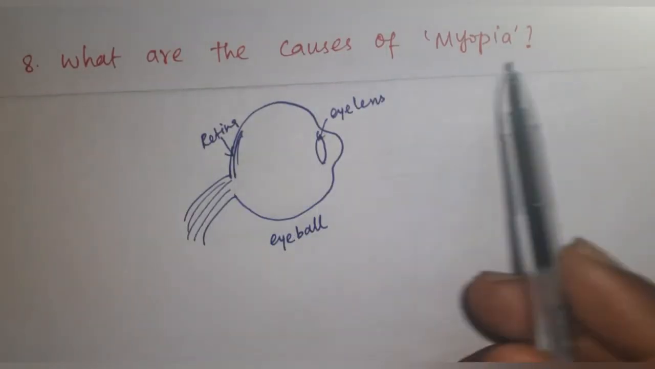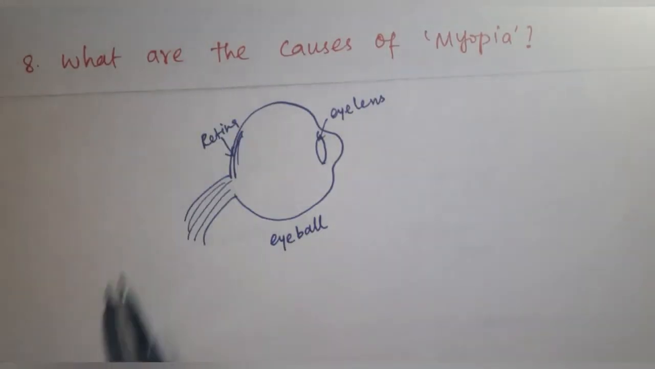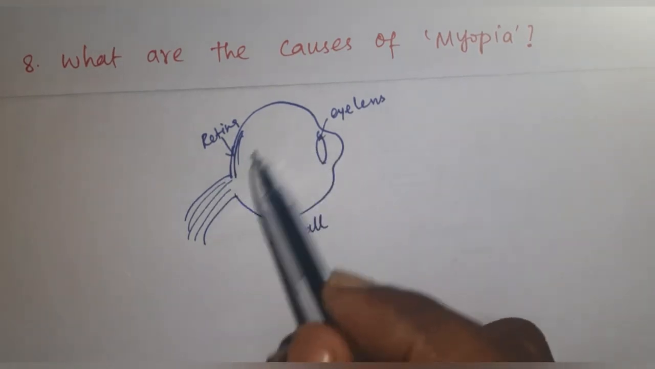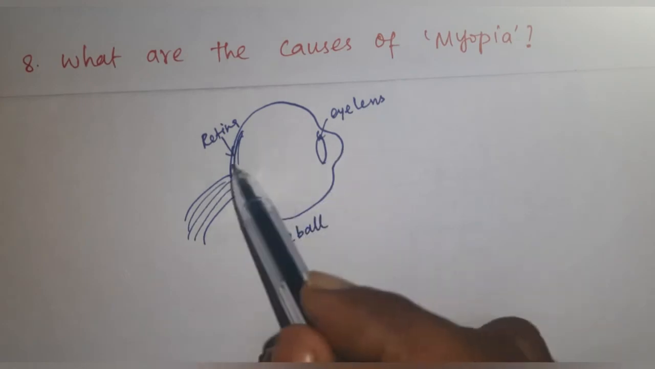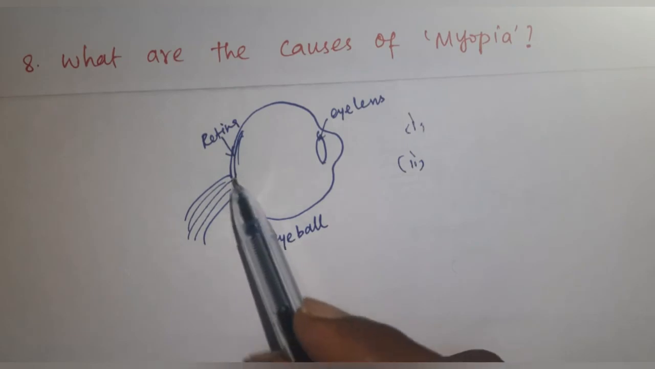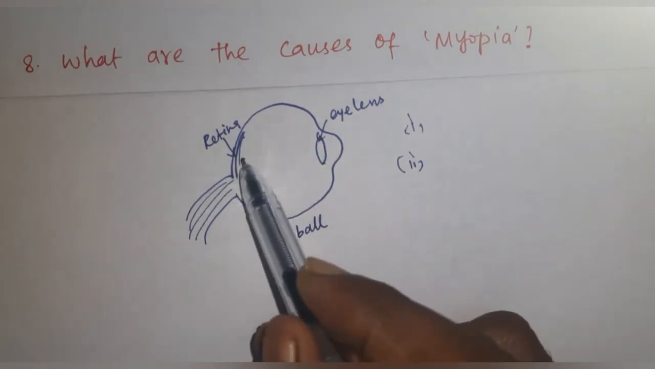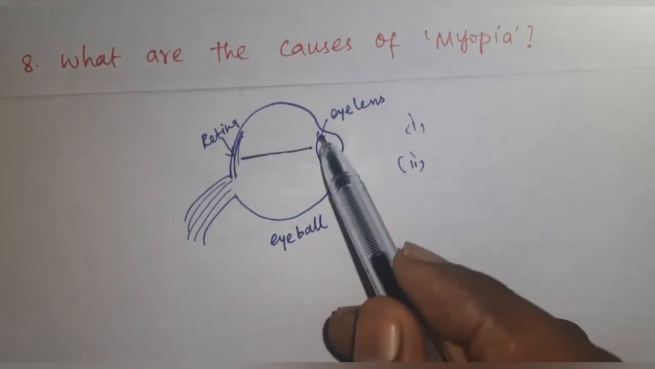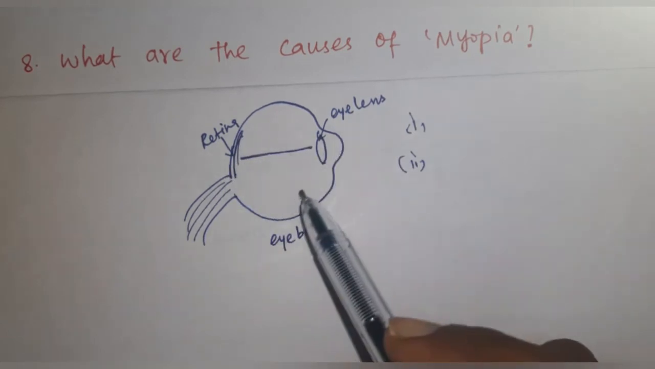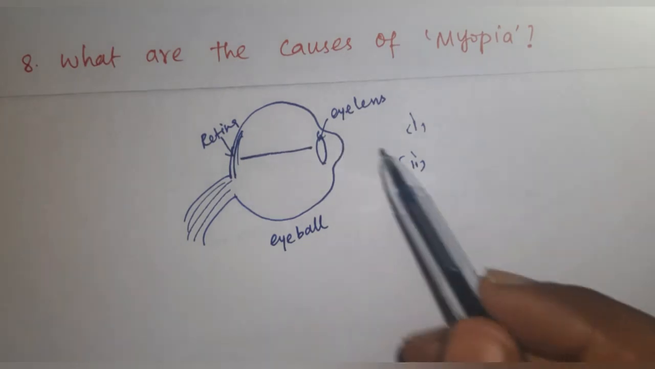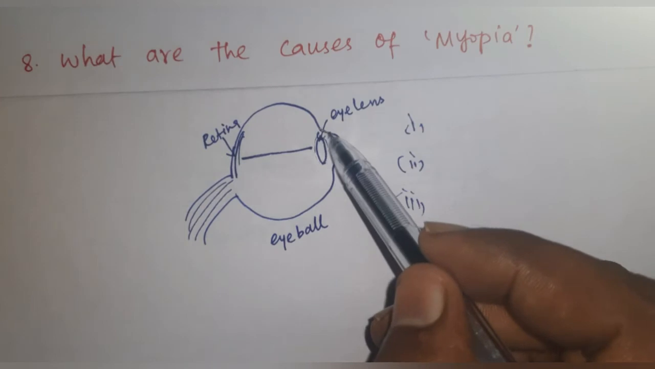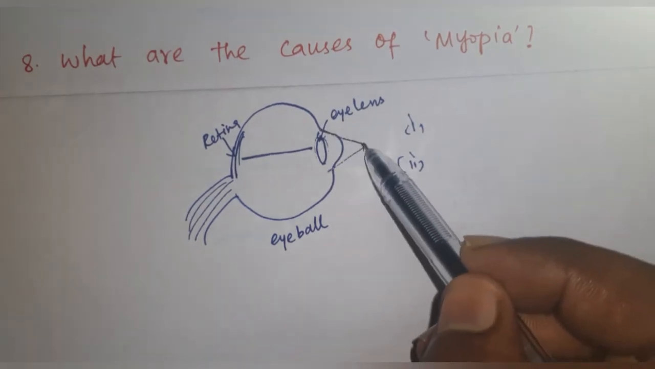Question number 8. What are the causes of myopia? First reason, due to the lengthening of the eyeball. So this eyeball is lengthened. Second reason, the distance between the eye lens and the retina is increased. So the focal length of the eye lens is reduced. That is the third point.